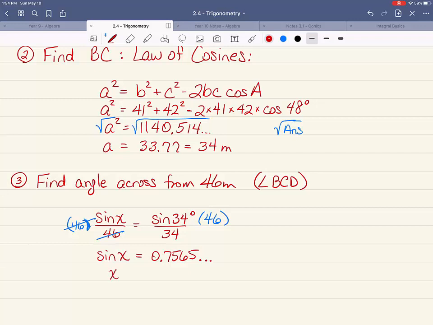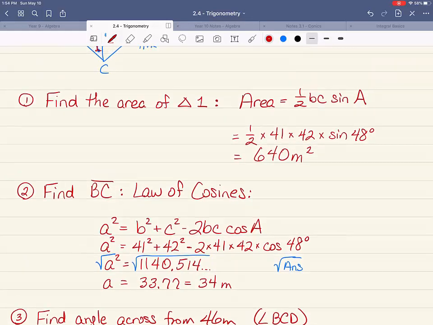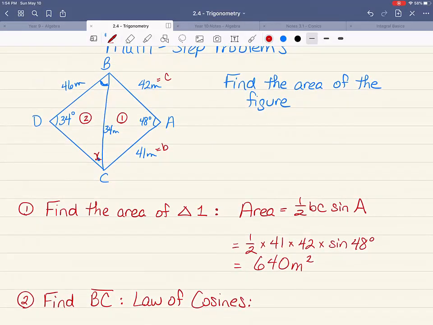Now to find X, we're going to do the sine inverse of the answer, which in this case is going to round to 49 degrees. So my angle X is 49 degrees. So I'm going to erase my X, and I'm going to put 49 degrees right there. Now, the angle I really need is this one up here. Can I now find that angle? And the answer is yes.